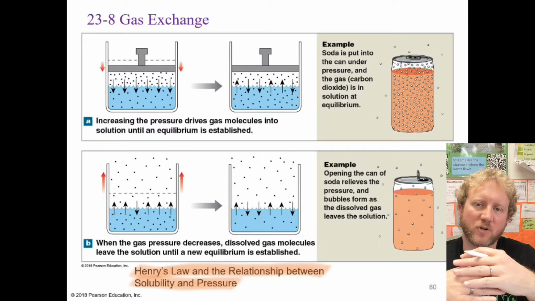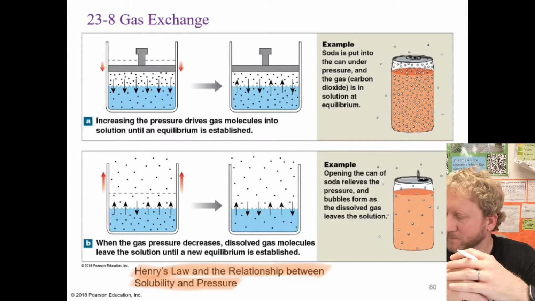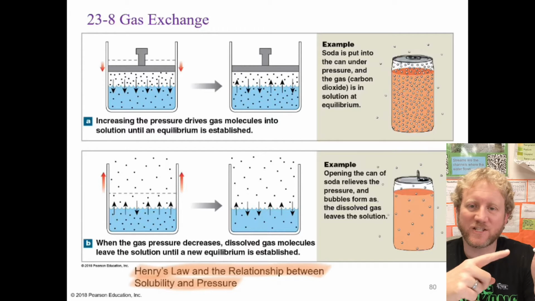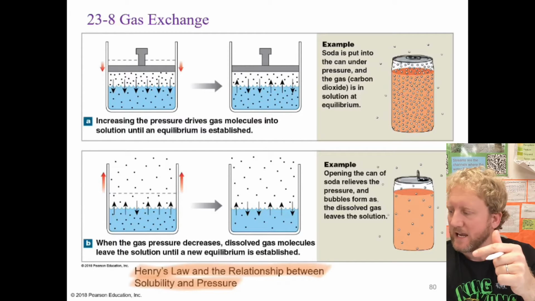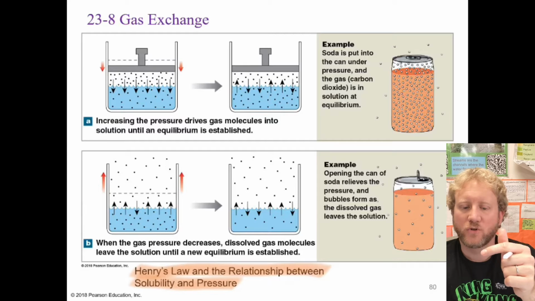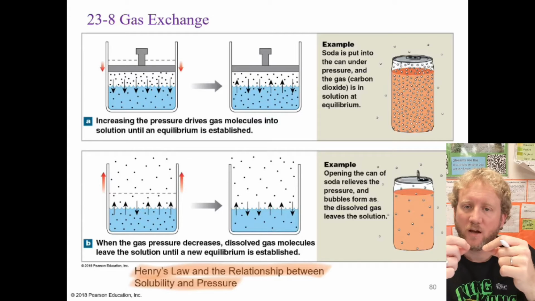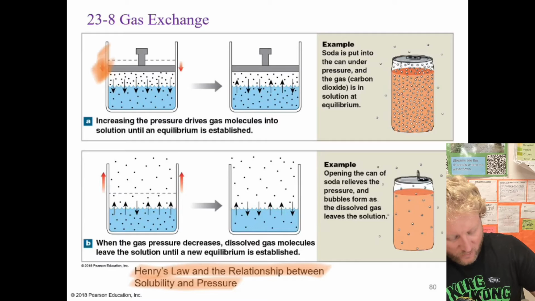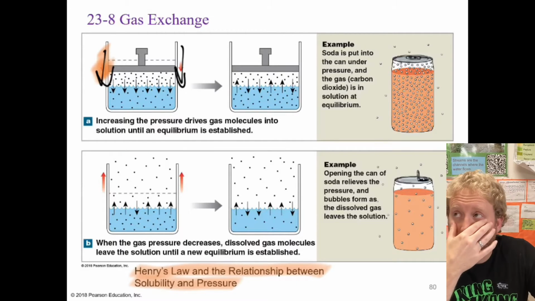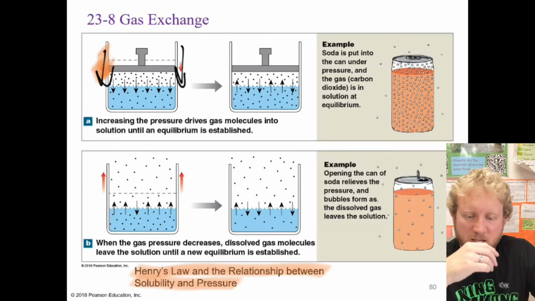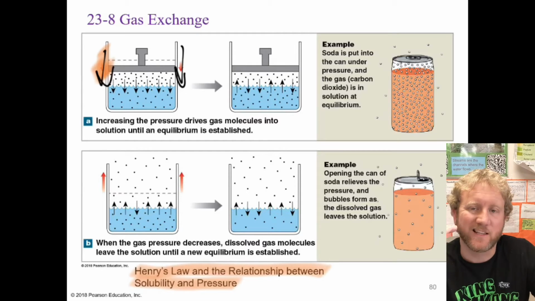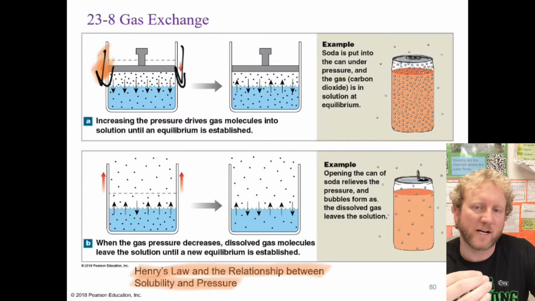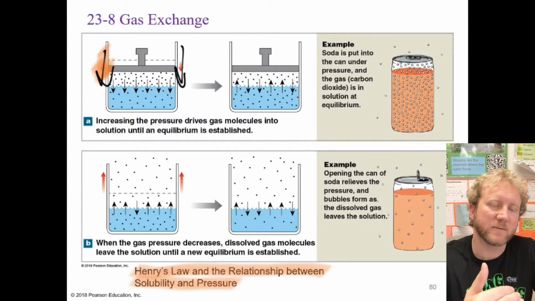So if you keep temperature constant, the amount of gas you can dissolve in a liquid is proportional to the partial pressure of that gas. So if you look at the first diagram, if you increase the pressure, like in this particular case, they're increasing the overall pressure of the gas, which is going to increase the partial pressures of all the other gases.